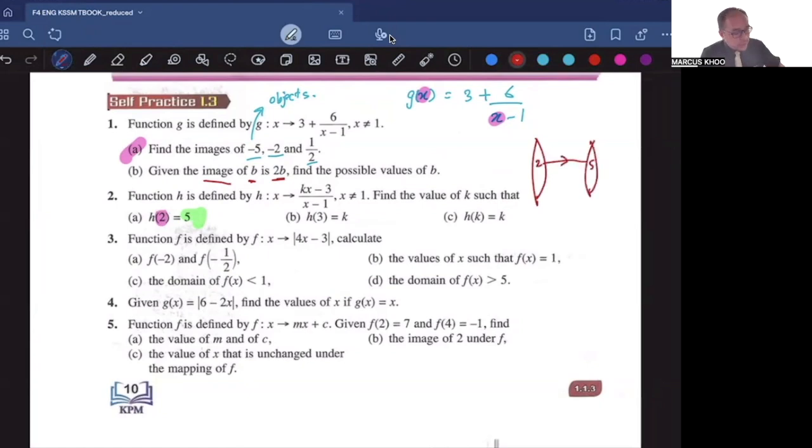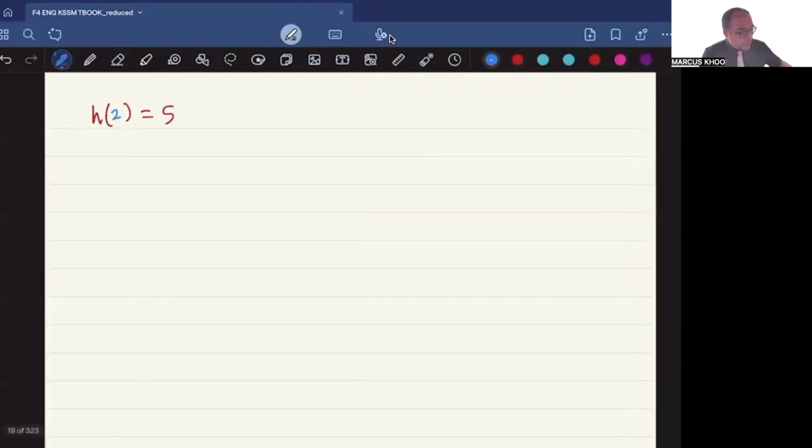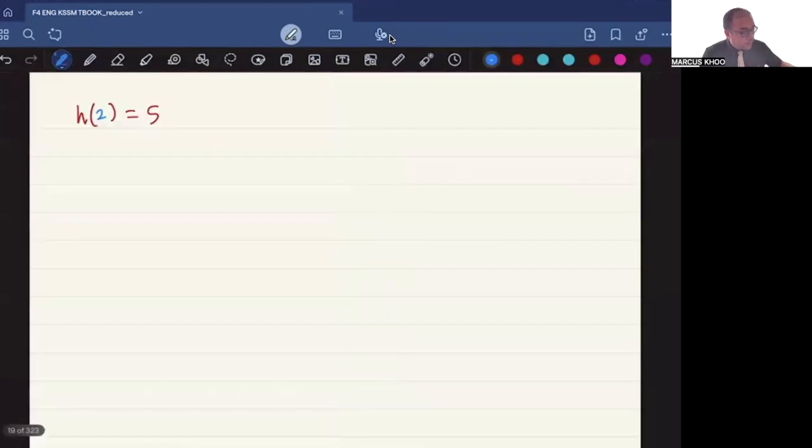And the function is (kx minus 3) over (x minus 1). Now, this is the function. So let's put it into proper words. We know that x is always the object, and this time the object is 2. So h(2) equals 5. Don't forget that our 2 is actually the object, and our function is (kx minus 3) over (x minus 1).